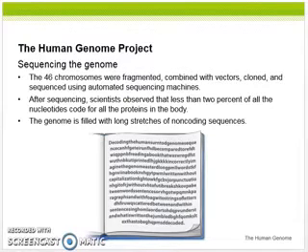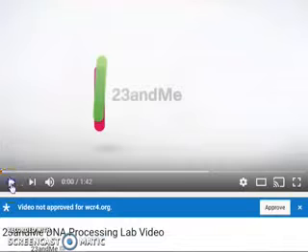The 46 chromosomes were fragmented, combined with vectors, cloned, and sequenced using automated sequencing machines. After sequencing, scientists observed that less than 2% of all the nucleotides code for all the proteins in the body. The genome is filled with long stretches of non-coding sequences.